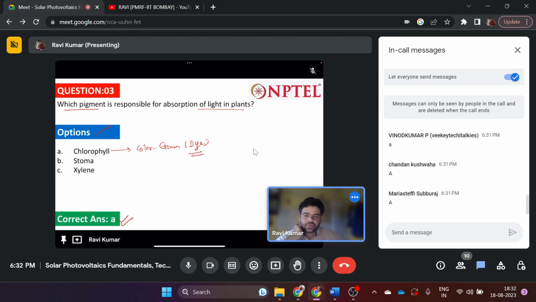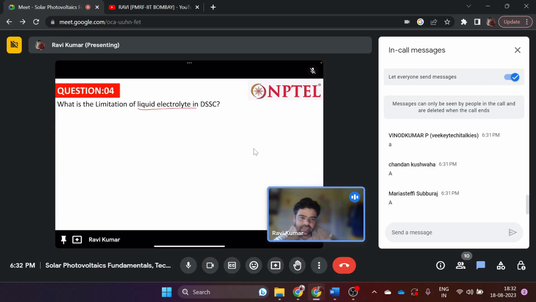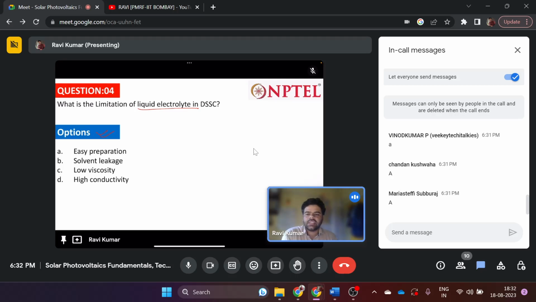Next question says, what is the limitation of liquid electrolyte in DSSC? Limitation, I just told you. These are the options. What is the limitation of liquid electrolyte in dye-sensitized solar cell? Vinod Kumar said solvent leakage. Yes, it is solvent leakage. So the correct answer here is solvent leakage.